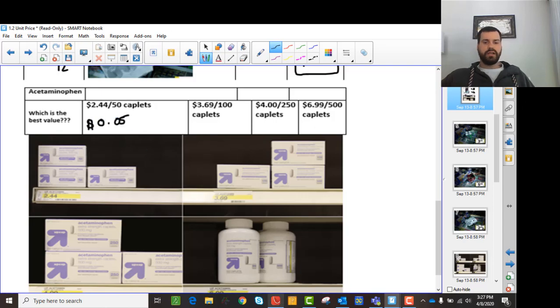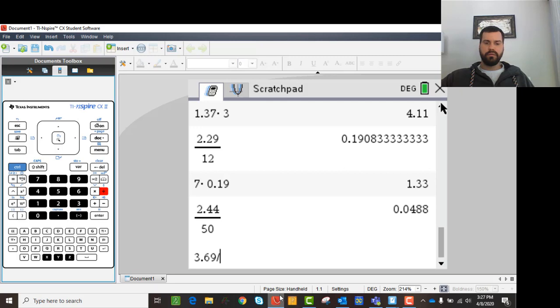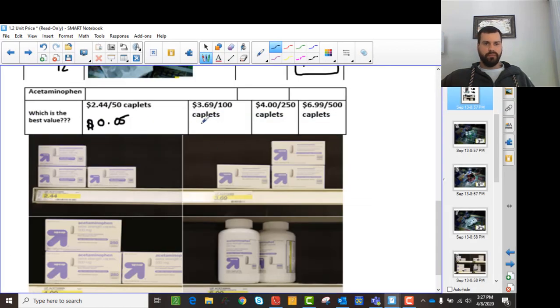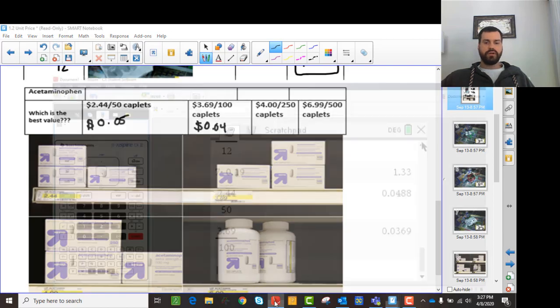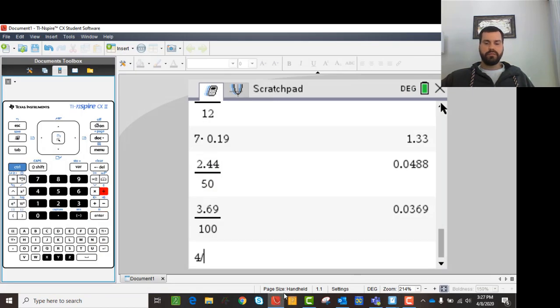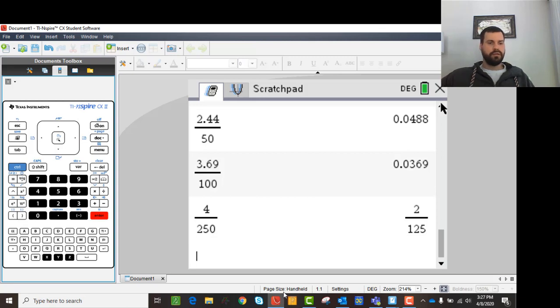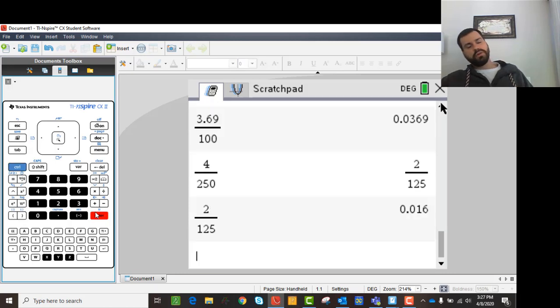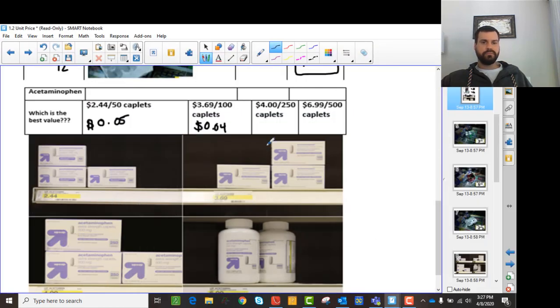If I take $3.69 and divide it by 100, okay, you can notice, probably didn't have to do that in my calculator, but it's 0.04. It rounds to 0.04. $4 for 250 caplets. And that gave me an exact answer. Sorry, my calculator does that if it's in reducing fraction, or you can reduce the fraction. But it's 0.016, so about 0.02.